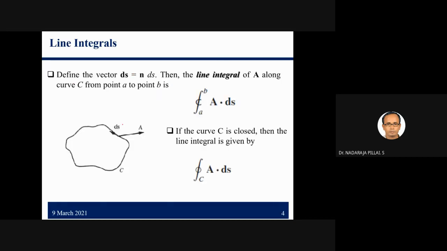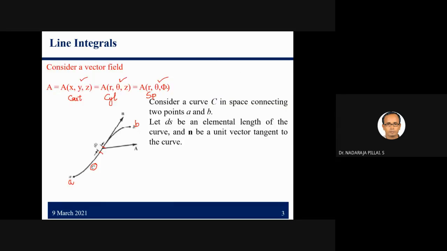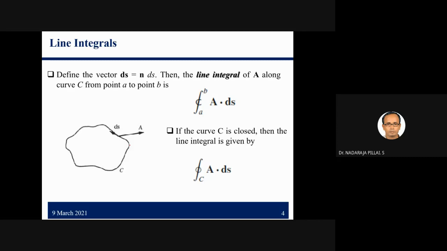Now we want to define the vector ds, that yesterday we have seen, n is equal to ds by modulus of ds, and we can define it in this notation. Now the line integral of A along the curve C from point A to B can be represented by the integral from A to B of A dot ds. This curve is an open curve, and if you have a closed curve C, then the line integral can be written as the closed integral over C of A dot ds. So this is the information on the line integral.